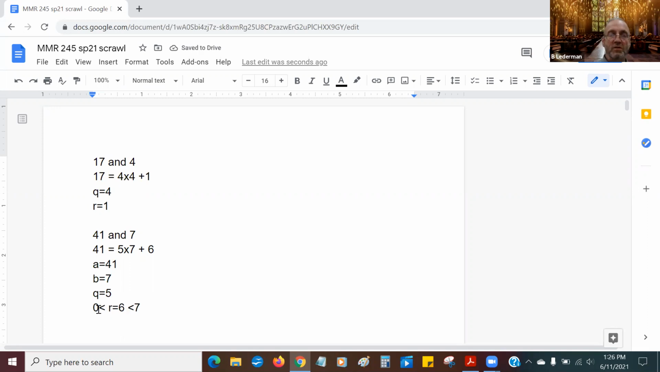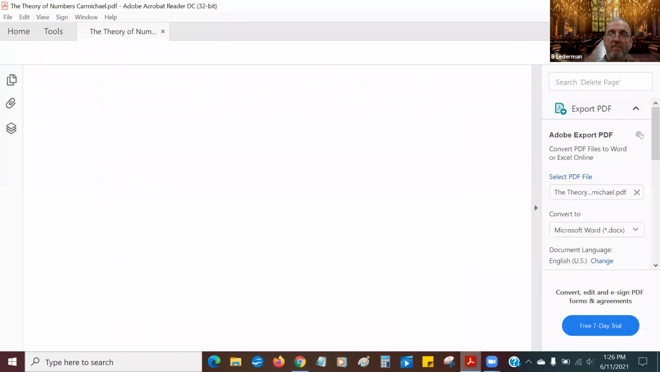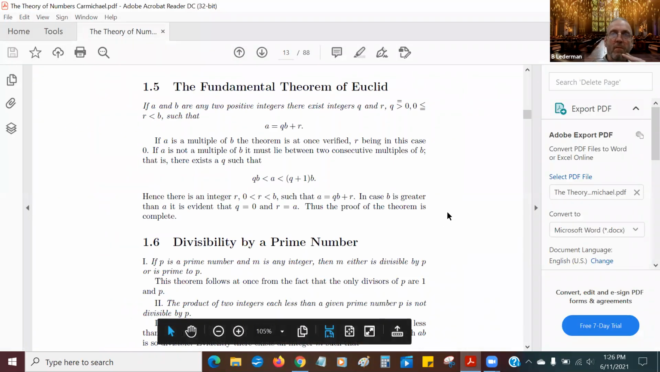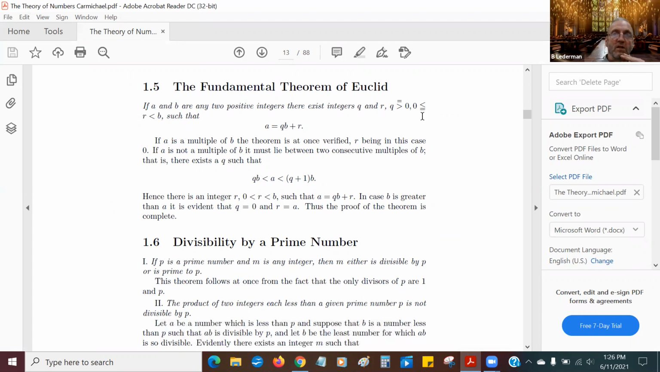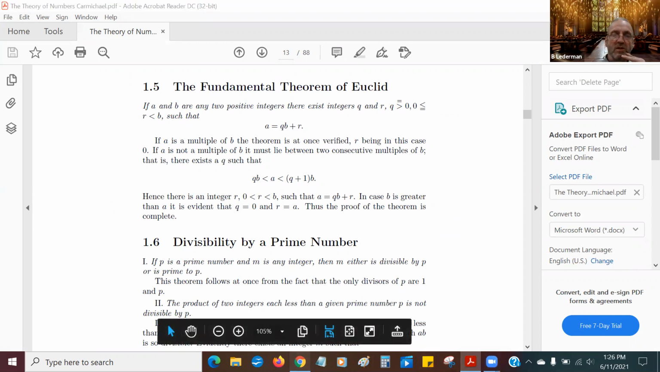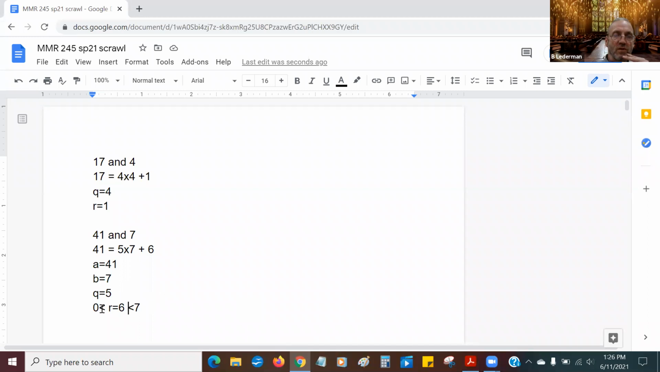Although 6 could equal 0, so I don't know how to do greater than or equal. 6 could equal 0, that's okay. Let's look at how it has it here. See if you notice, it says that R is greater than or equal to 0. So I'll have to put a little equal sign there somehow. Hopefully you'll know what I mean there. So that means 0 is less than or equal to R, which is 6, which is less than 7. That's what we're trying to say here.